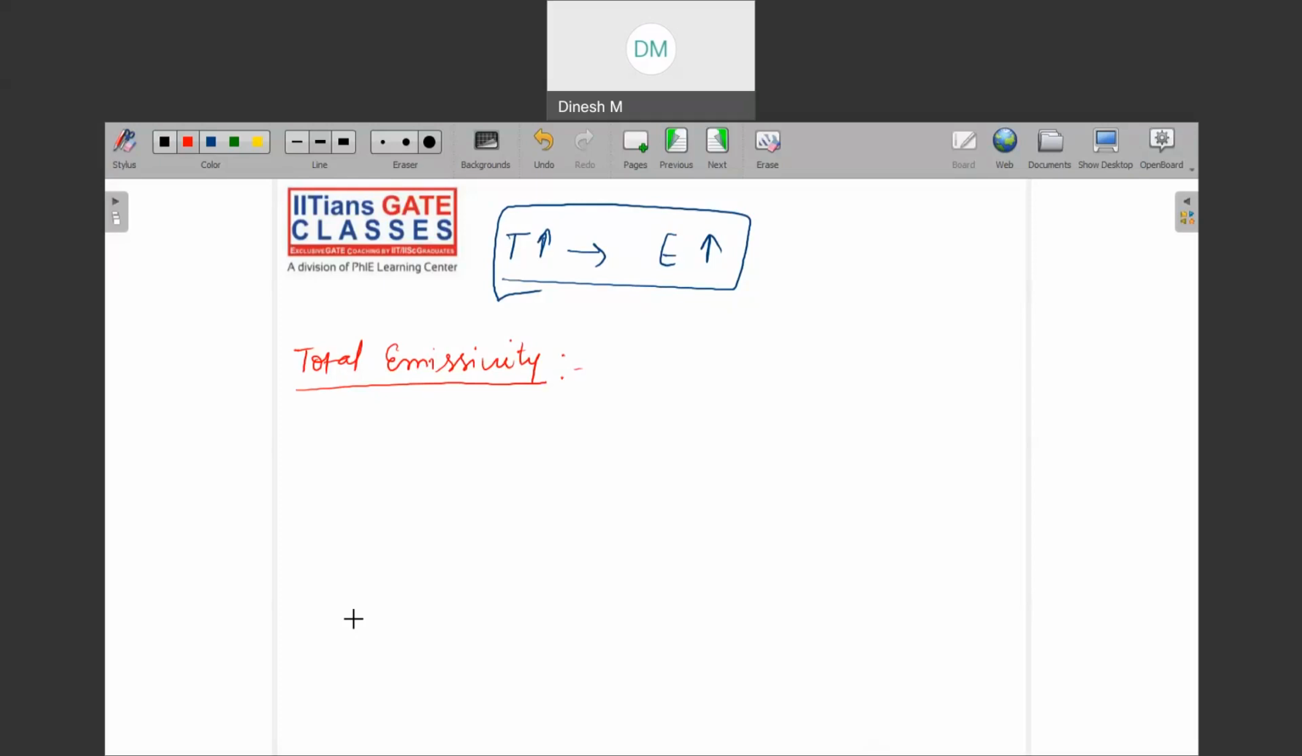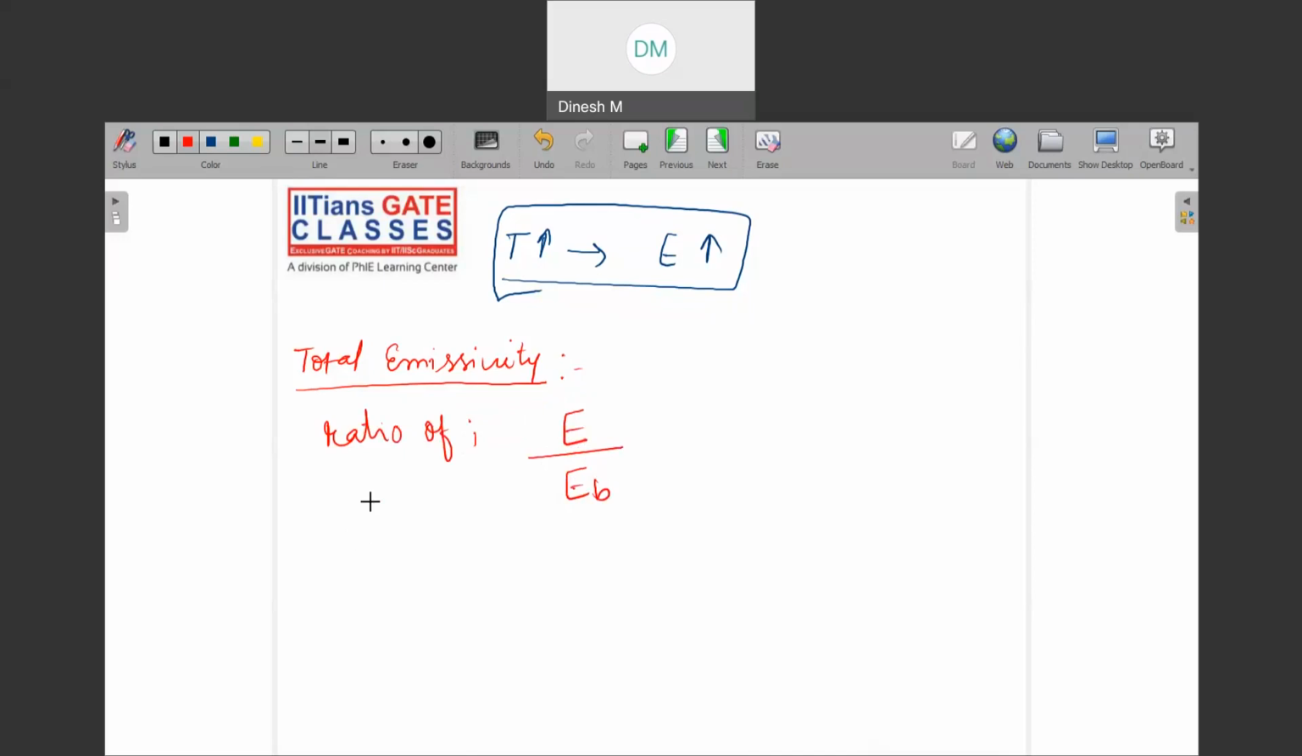Then what I am trying to say is, what is total emissivity? It is the ratio of the emissive power of the body you have to the black body emissive power.